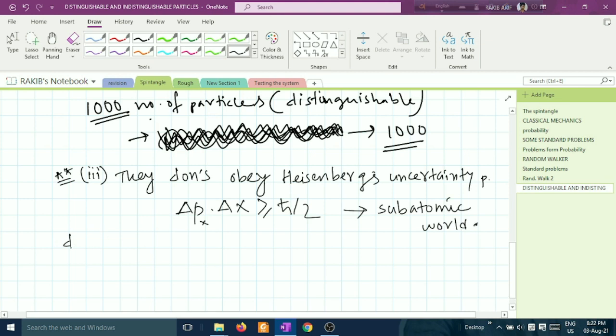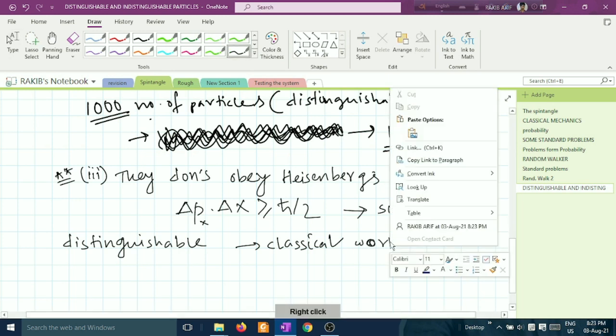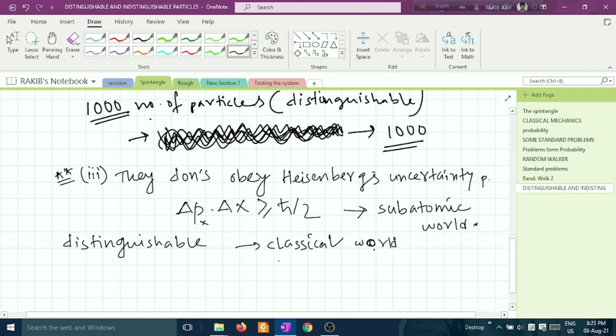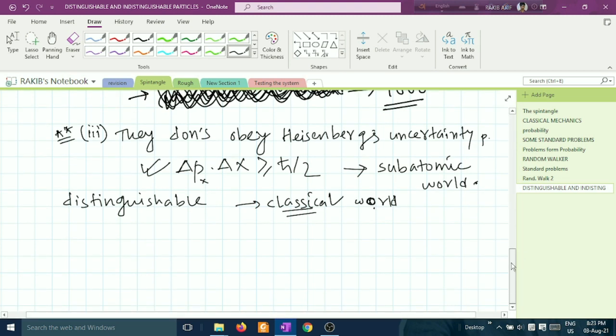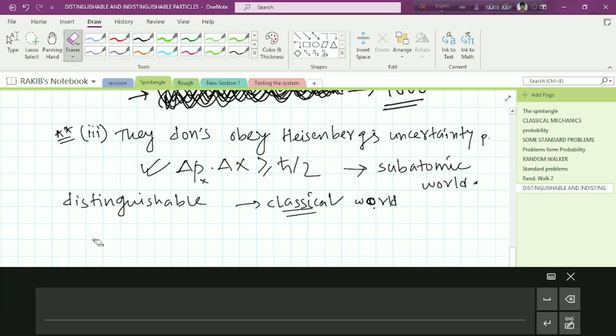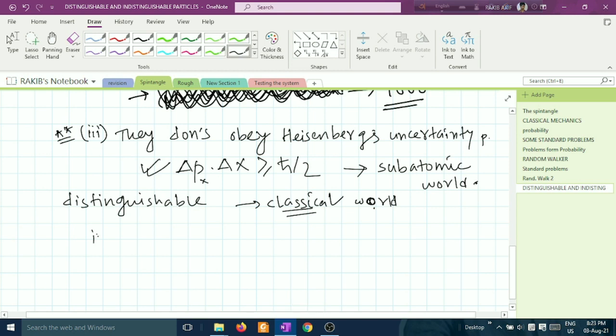Okay, as the distinguishable particles are the particles of the classical world, that means they will surely not obey Heisenberg's uncertainty principle, because Heisenberg's uncertainty principle is strictly on the basis of fundamental quantum mechanics. Okay, this was the third property. I am not going more deep on the theory of Heisenberg's uncertainty principle. We will discuss it in the quantum mechanics lecture.